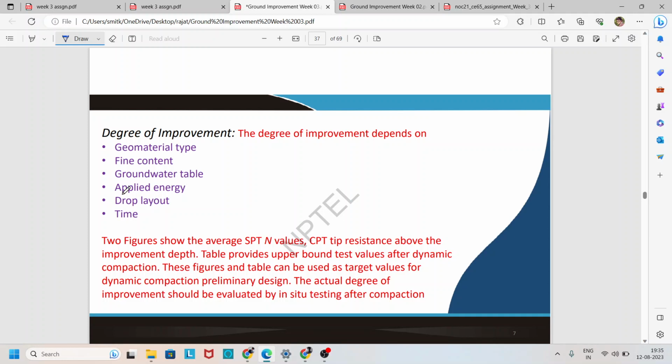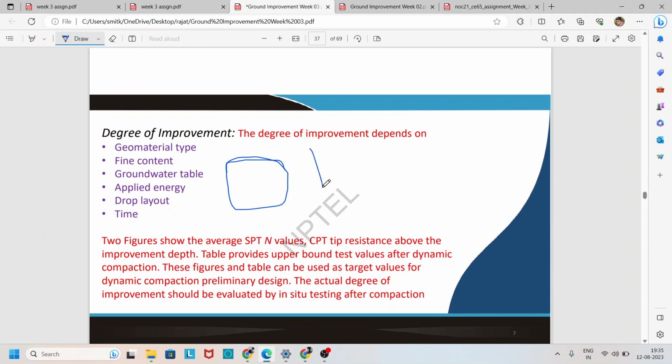If we apply high energy, the depth of improvement should be very high. So it also depends on the applied energy, and also on the drop layout. That means whether it is a triangular pattern or a square pattern. Actually, the drop layout depends on the plan area of the site.